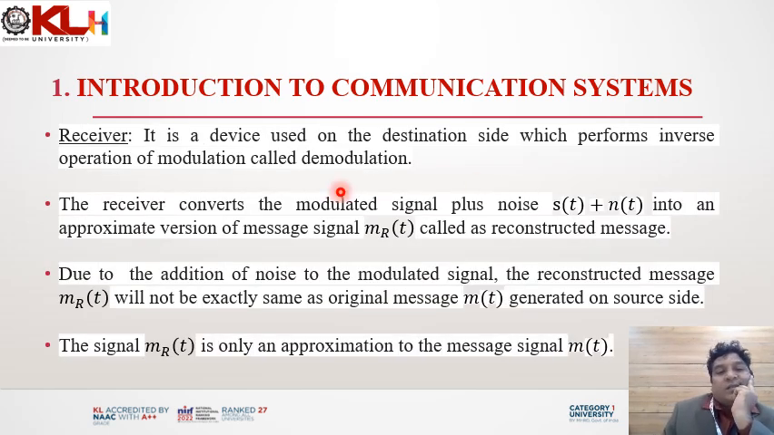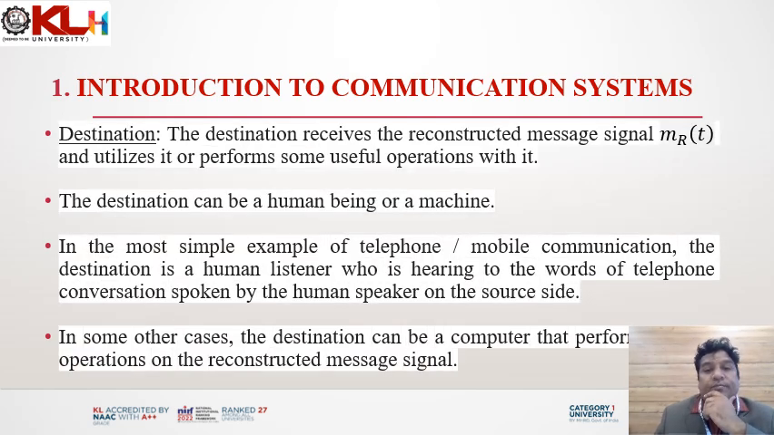Now, this receiver is usually the opposite to the transmitter, so it performs the operation called demodulation. It is the inverse operation of modulation. This receiver will take the modulated signal plus noise, S of t plus N of t, and convert it into a reconstructed message called MR of t. Of course, this MR of t is only an approximation to the message M of t. It cannot be exactly M of t.